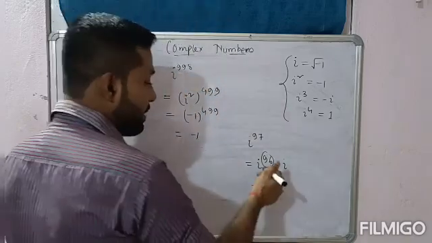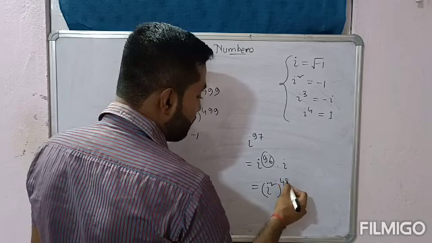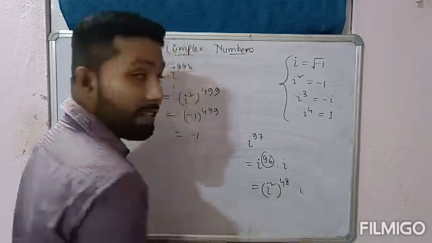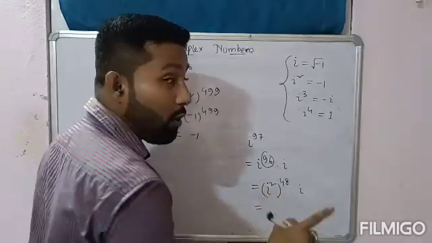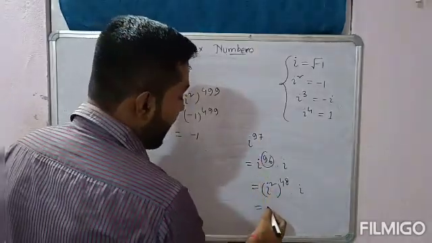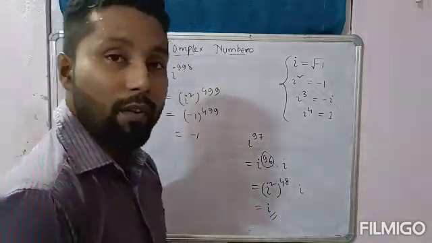So let us divide this number by 2 again. If I divide this 96 by 2, it will be i square whole to the power 48 into i. The value of i square we know is -1. So -1 to the power 48 is 1. 1 into i is equal to i. So this is the value of i to the power 97.